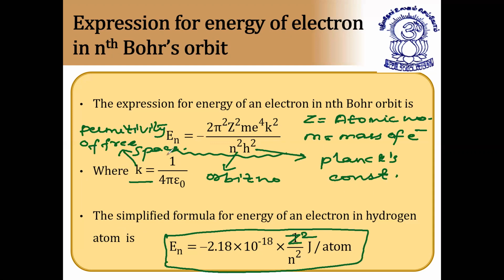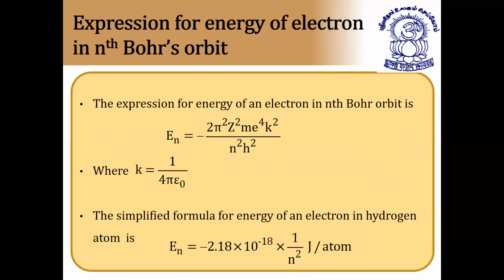Now how did we get this value? Because pi is constant, mass of electron is constant, e also constant, k is also constant, h is also constant. By applying all this and after calculating, we got this value, that is minus 2.18 into 10 to the power of minus 18 Z square by n square. This is the application formula. If they ask the energy of electron in the nth orbit in joules per atom, you have to use this formula.